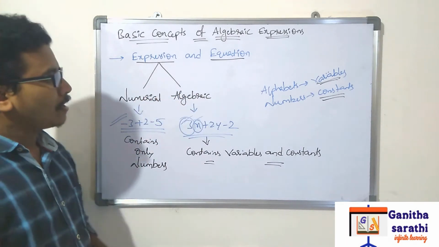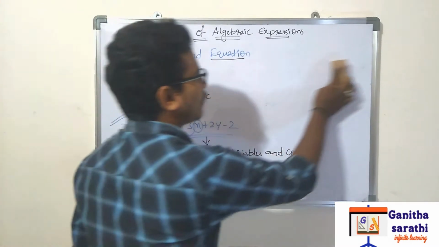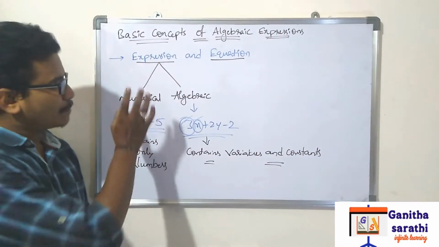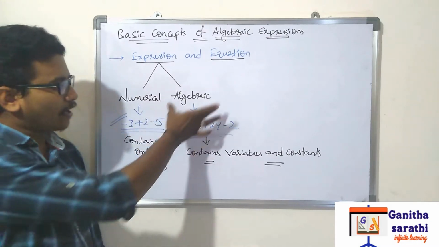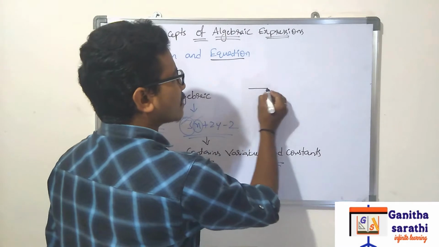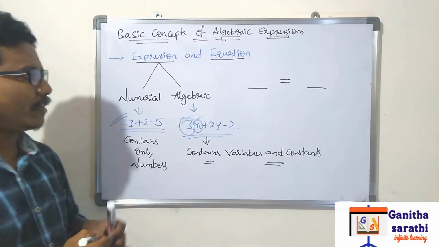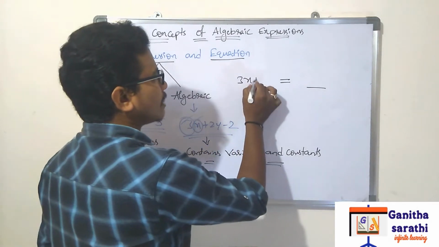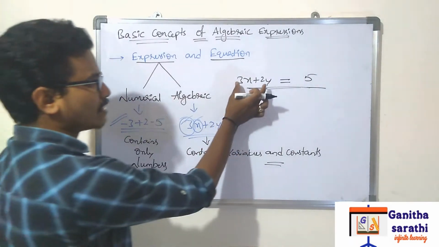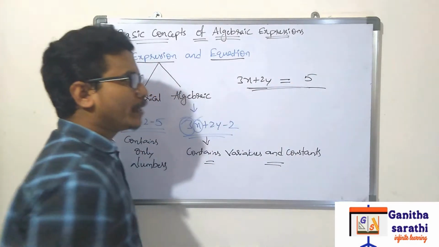Okay, now what is the difference between expression and equation? Why will we call equation separately and expression separately? Expression means numerical expression like this and algebraic expression like this. Equation means two expressions separated by an equal symbol are called equations. Okay, for example, you can take 3x plus 2y is equal to 5. This is an equation. This is one expression and this is one expression. This is an algebraic expression and this is a numerical expression.